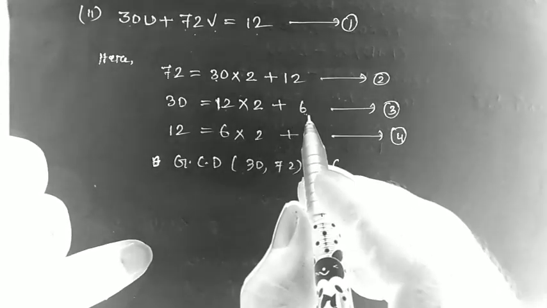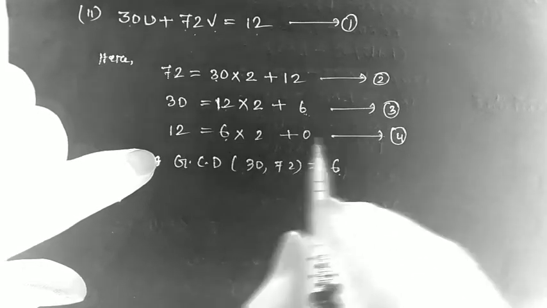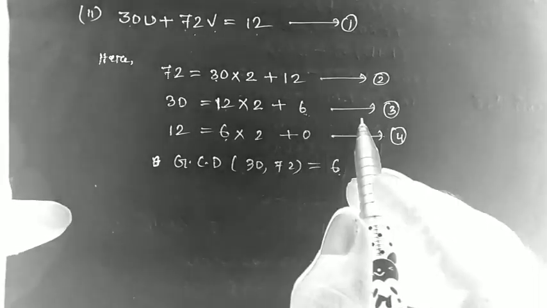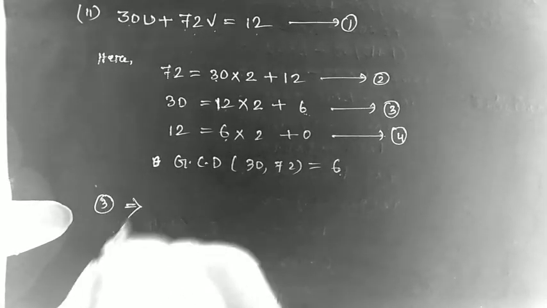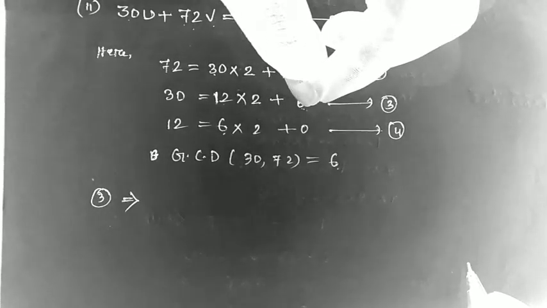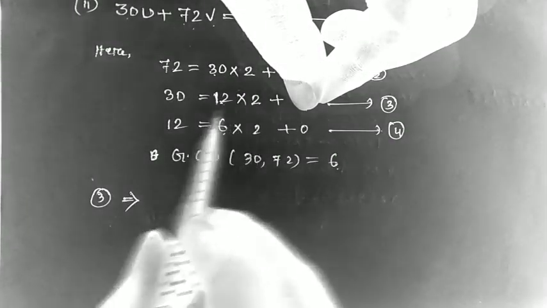Here, using Euclid's division algorithm, 72 is equal to 30 times... how many times does 30 divide? 2 times. So 30 times 2 is 60, and 72 minus 60 is 12. That is, the remainder is 12. Call this equation number 2.